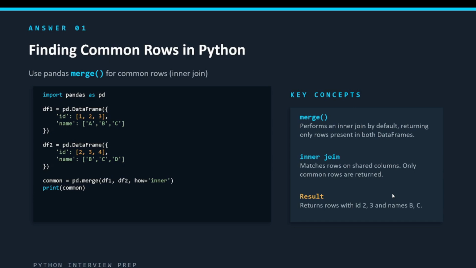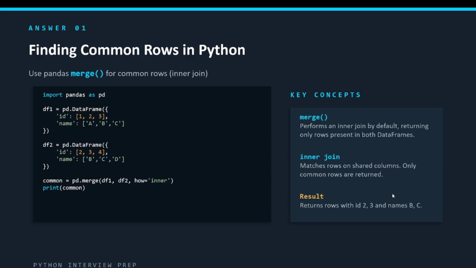D. If you look at both data frames carefully, you will notice that the rows with ID 2 and name B and ID 3 and name C exist in both tables. These are the common rows. To extract these common rows, we use pd.merge(df1, df2, how='inner').